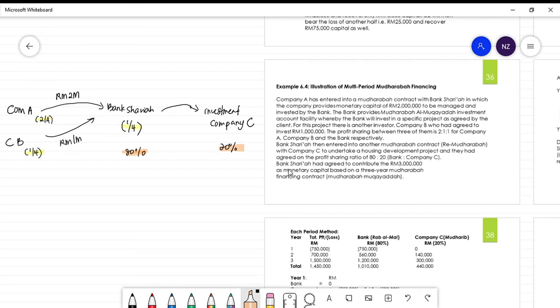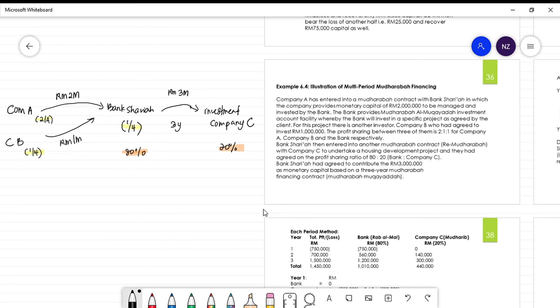And dia cakap bank syariah had agreed to contribute the 3 million as monetary capital based on the 3 years mudharabah. Maksudnya tadi bank syariah ni tadi dia gunakan 2 million from company A and 1 million from company B, dia invest to company C. Okay, so RM3 million here. Dia kata apa tu? Okay dah. This punya mudharabah punya tahun ialah 3 tahun punya kontrak.